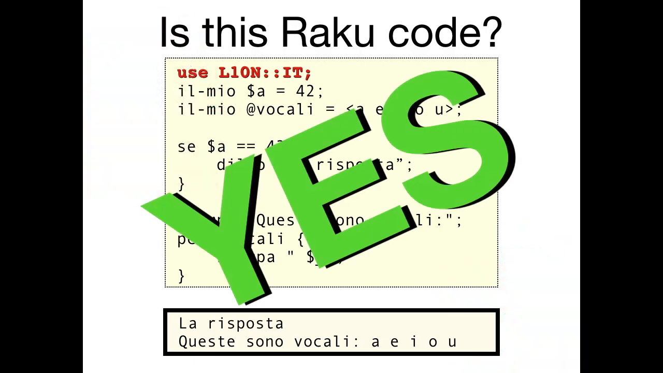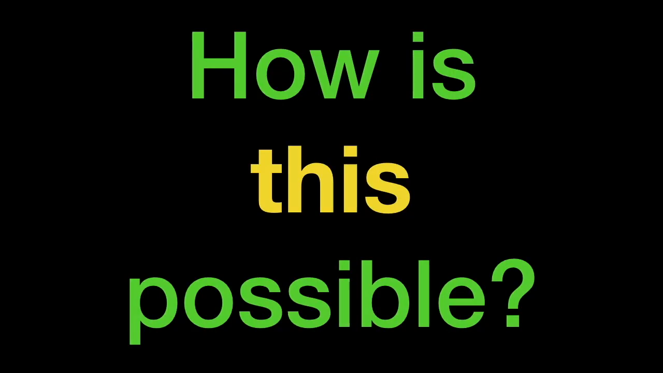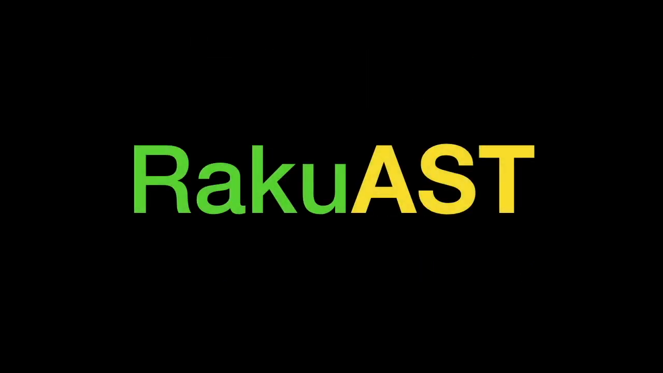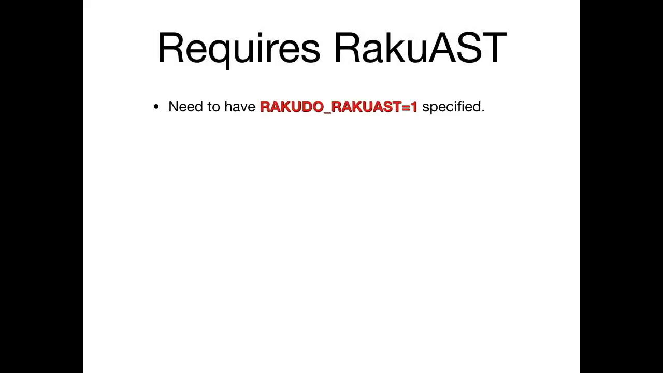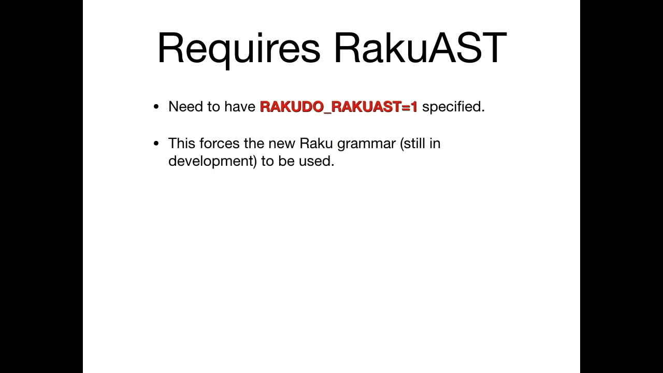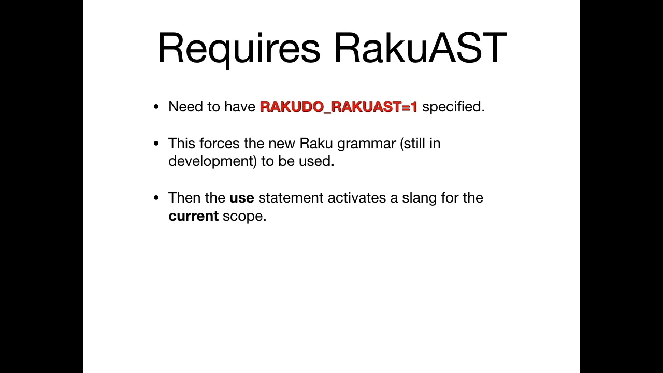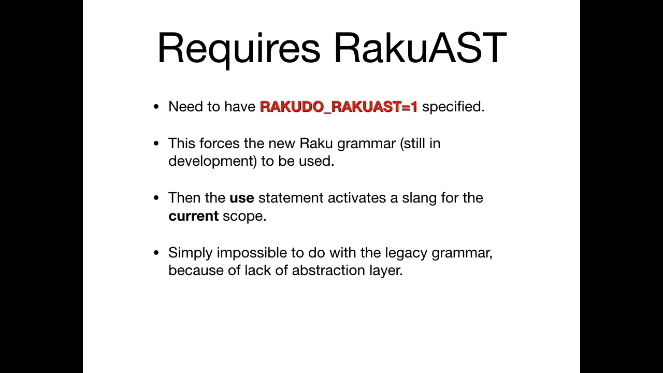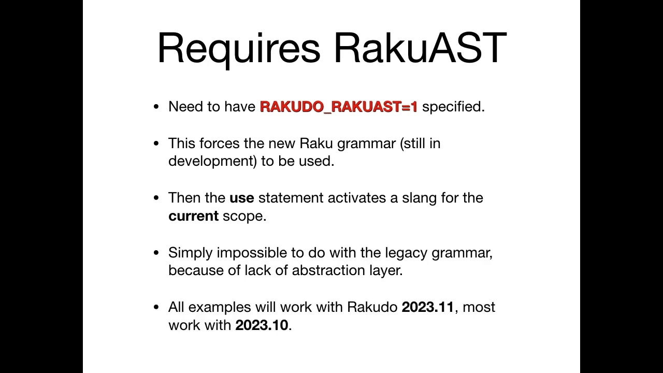So, how is this at all possible, you might ask. Well, Raku AST is basically the key to this. You need to have Raku AST specified in your environment. This really forces the new grammar to be used when you're actually parsing your programs. And then the use statement actually activates the slang for the current scope. And it was really impossible to do this with legacy grammar because we didn't have the abstraction layer that Raku AST is. Some note here, all examples will work with the next release of Rakudo, and most of them will actually work with the current release.